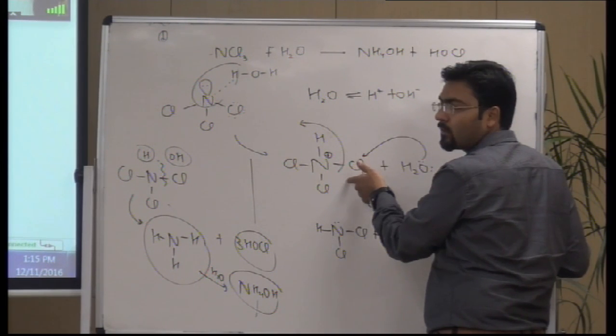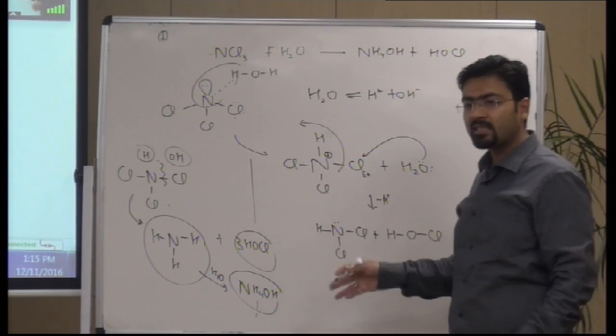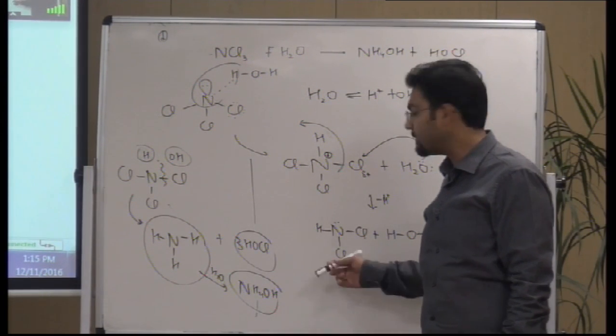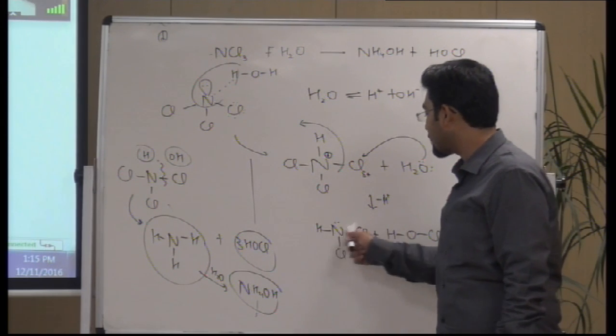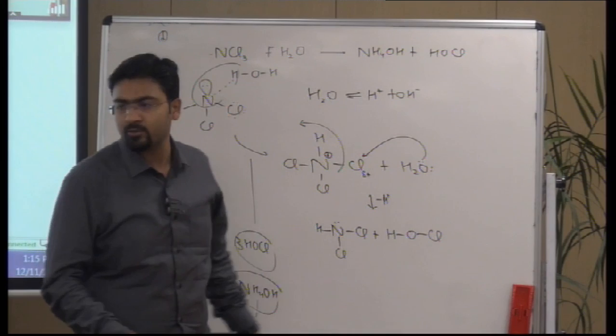It will go and attack here. This NHCl2 will come out. This reaction will get repeated again and again, and those steps will be repeated. And after that, what you will get is ammonia and HOCl.